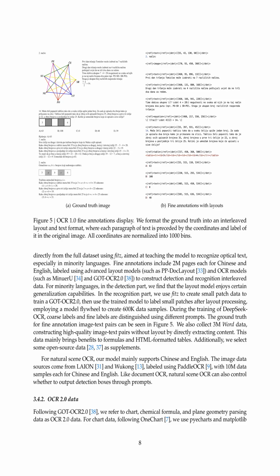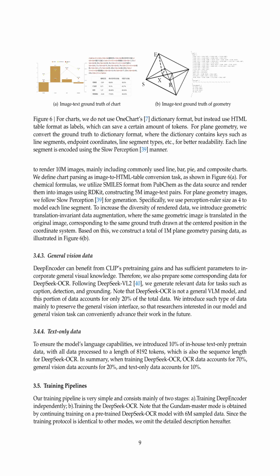3.4.2 OCR 2.0 data. Following GOT-OCR 2.0 38, we refer to chart, chemical formula, and plane geometry parsing data as OCR 2.0 data. For chart data, following OneChart 7, we use pyecharts and matplotlib. A. Image text ground truth of chart. B. Image text ground truth of geometry. Figure 6. For charts, we do not use OneChart's dictionary format, but instead use HTML table format as labels, which can save a certain amount of tokens.